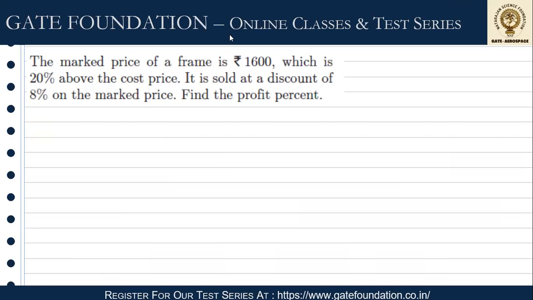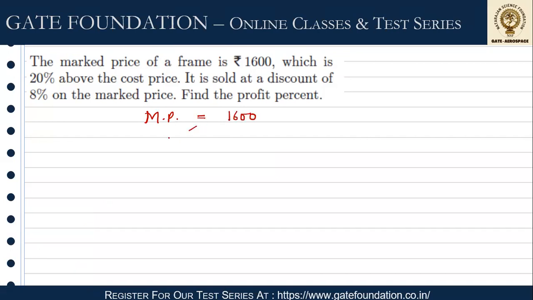Okay, let's see how this question can be solved. I got some of the answers in the chat box. Fine. The mark price of a frame is 1600, which is 20% above the cost price. Discount is 8% on the mark price. So the mark price is given, and there are two things you need to calculate: cost price and selling price, and from that you will get the profit percentage.